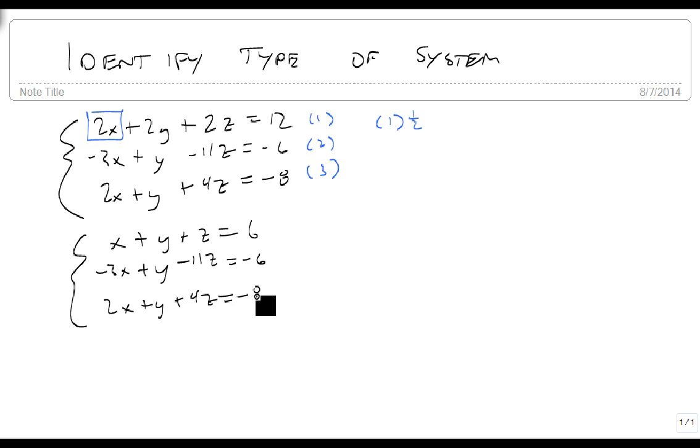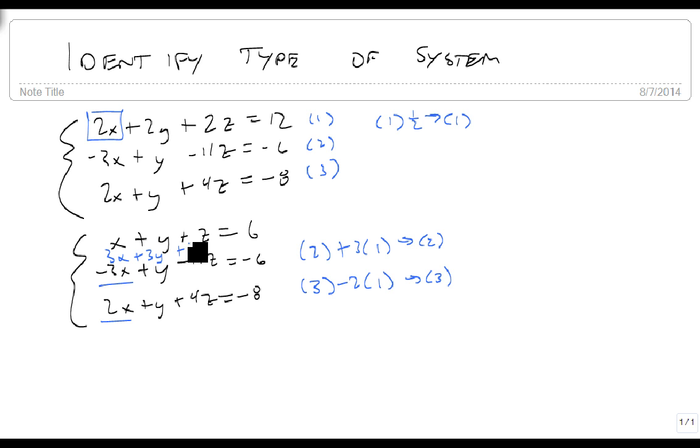But now we're going to use elimination to get rid of this and this. So we're going to take equation 2 and add 3 times our new equation 1, and that'll go into row 2, just like that went into row 1. And then row 3 minus 2 times equation 1 will go into row 3. So I'm going to get 3x plus 3y plus 3z equals 18, and minus 2x minus 2y minus 2z equals minus 12.